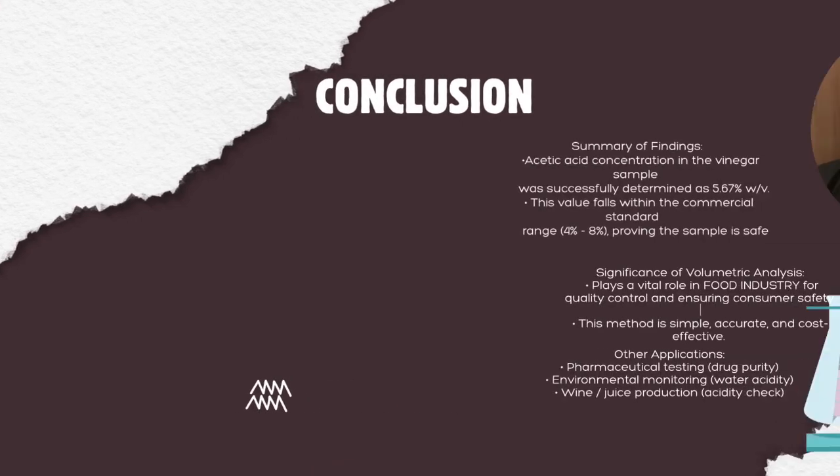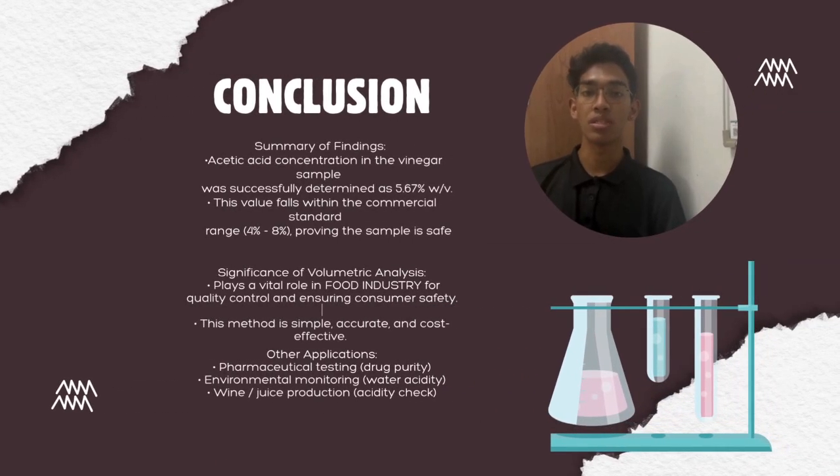In conclusion, this experiment has successfully demonstrated the application of volumetric analysis in determining the concentration of acetic acid in a commercial vinegar sample. A result of 5.67% weight per volume proves that the acid-base titration method is a simple, accurate, and cost-effective technique for quality control purposes in the food industry. Volumetric analysis plays a very important role in ensuring consumer safety.